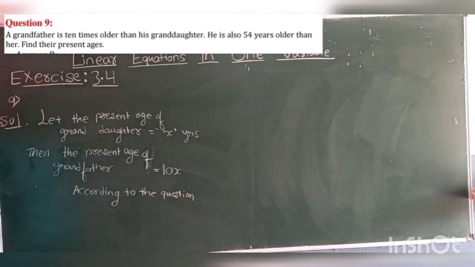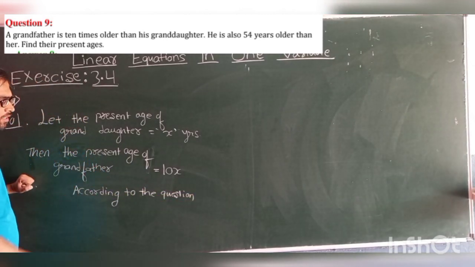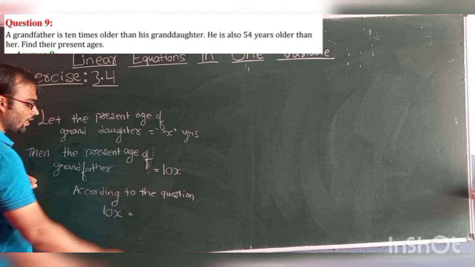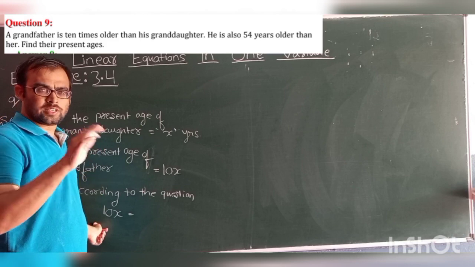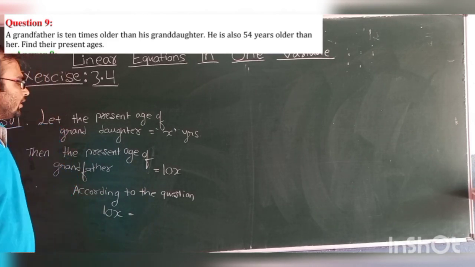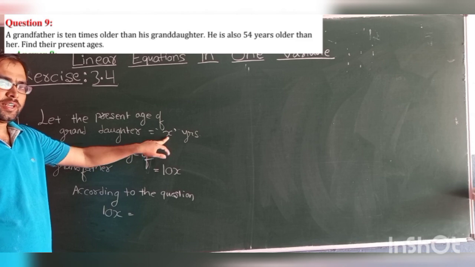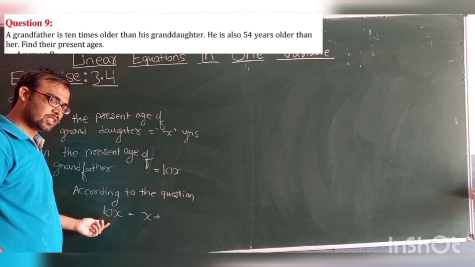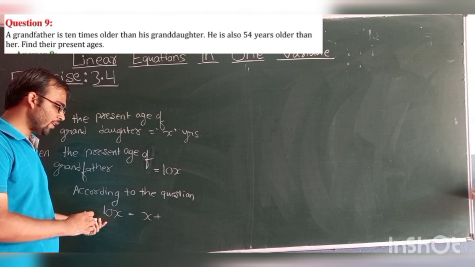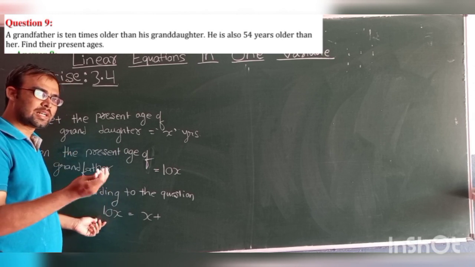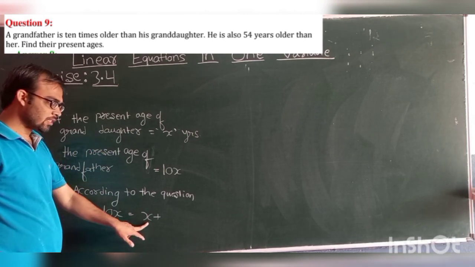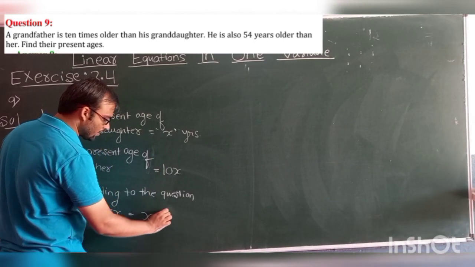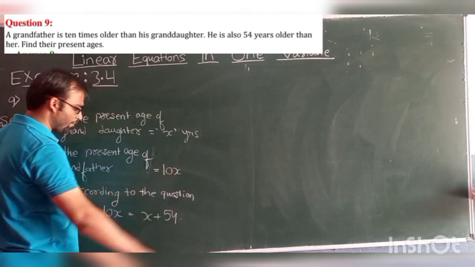According to the question, what have they given, students? The age of grandfather is 10x. The grandfather is how many years older than his granddaughter? 54 years, no? Then let the age of his granddaughter be x. And the grandfather's age, this 10x, is what? Grandfather's age. Grandfather is 54 years older than his granddaughter. x is the age of his granddaughter. That is, 54 years older than his granddaughter means x plus 54.